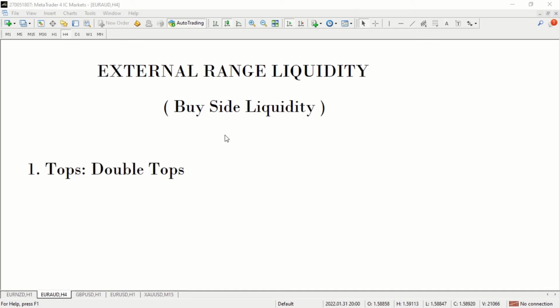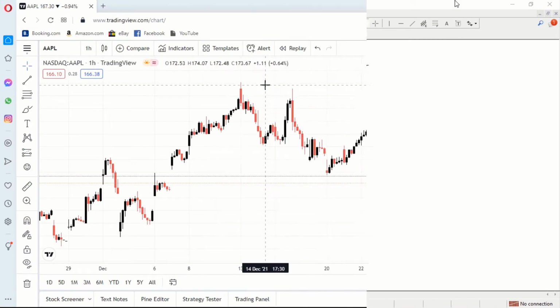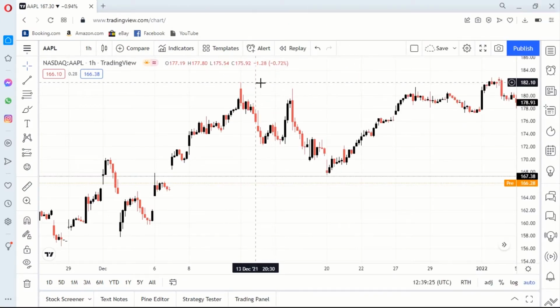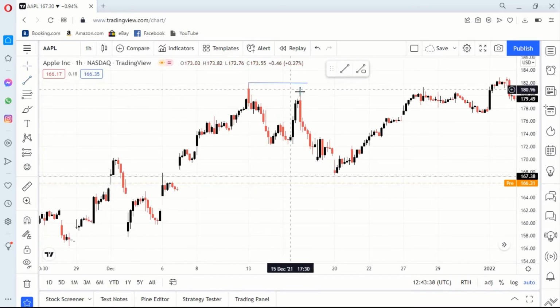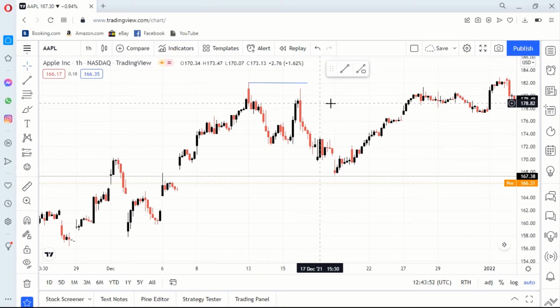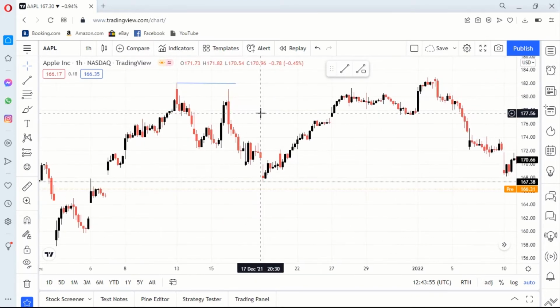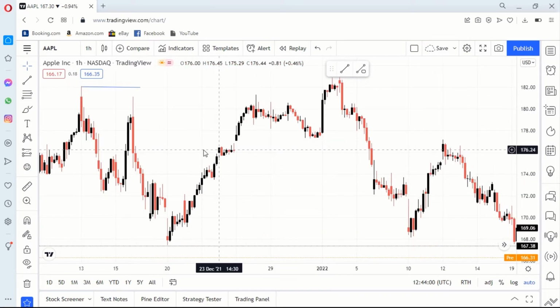So one of the examples of buy side liquidity is tops. When we say tops, we are talking about double tops being formed at the premium levels. And the second example has to do with highs. So this particular zone, I'll call it relative double tops because of the relative highs there. Looking at these tops at the premium level, the first top is higher than the second top with a marginal pips differential. So I will call it relative double tops or relative tops.